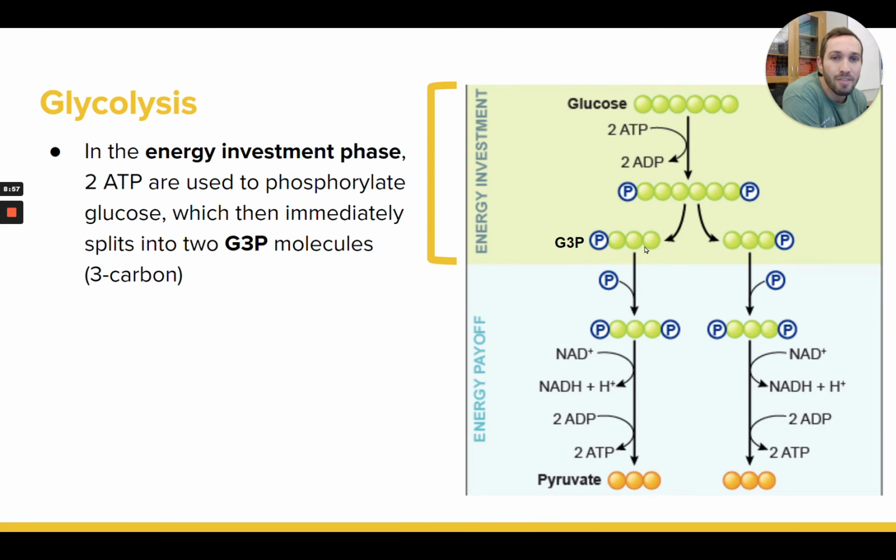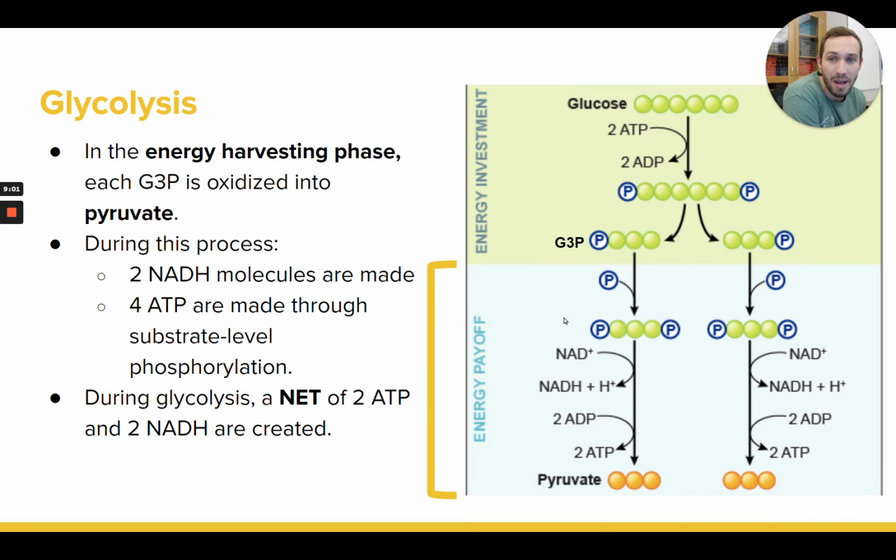And then once we have G3P, we can now start the energy harvest phase, or the energy payoff phase. In the energy harvesting phase, we're going to take those 2 molecules of G3P and we're going to turn them into 2 molecules of pyruvate. That's ultimately what's going to happen.